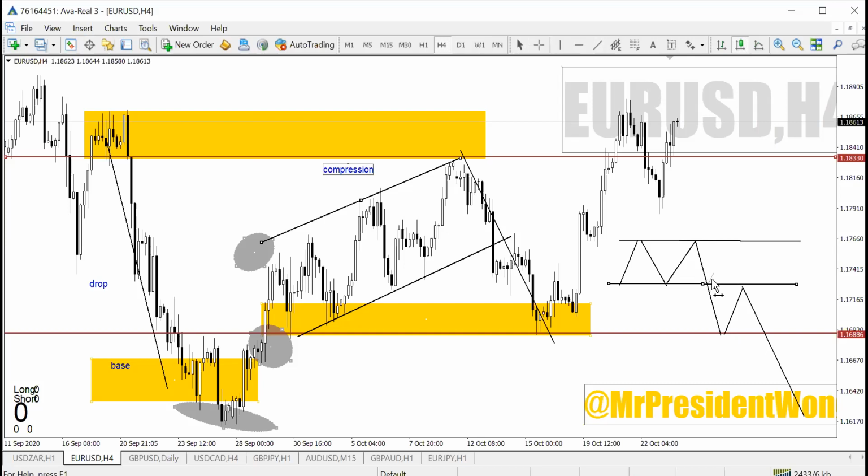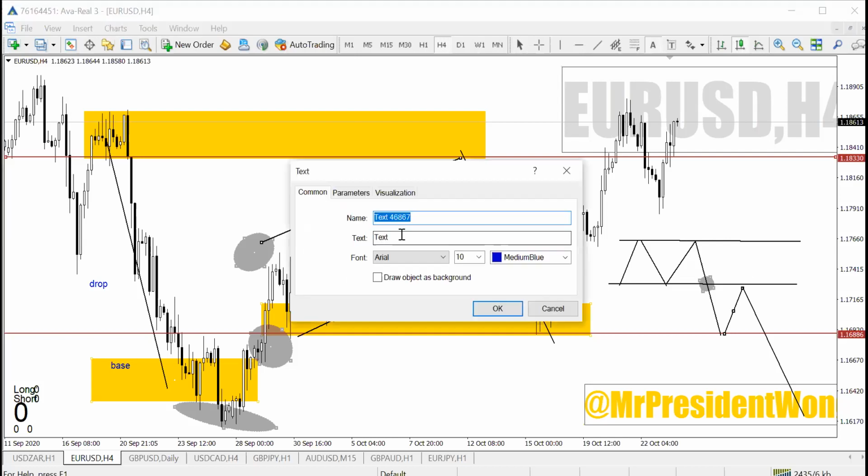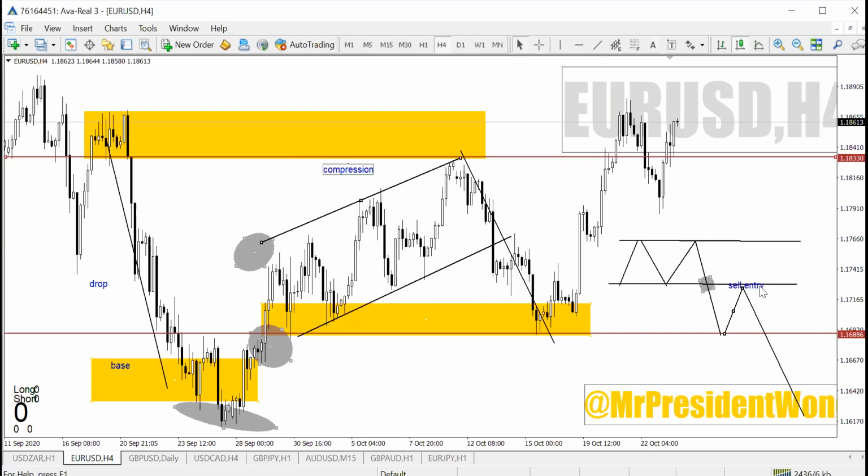Most of the time, it's going to be a doji, or one of those shooting star candles, or those spinning top candles. So when the price comes back here, obviously you look for a sell entry there. If it's on the opposite side, obviously it's going to be the buy entry. So the sell entry was there.